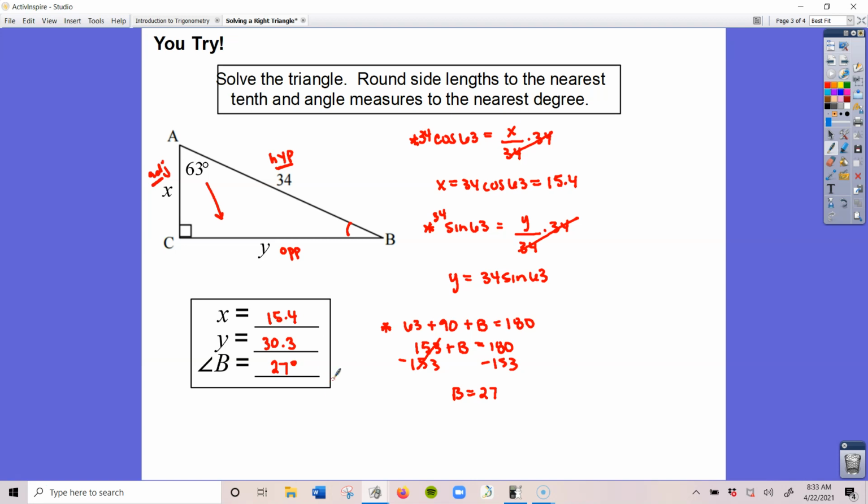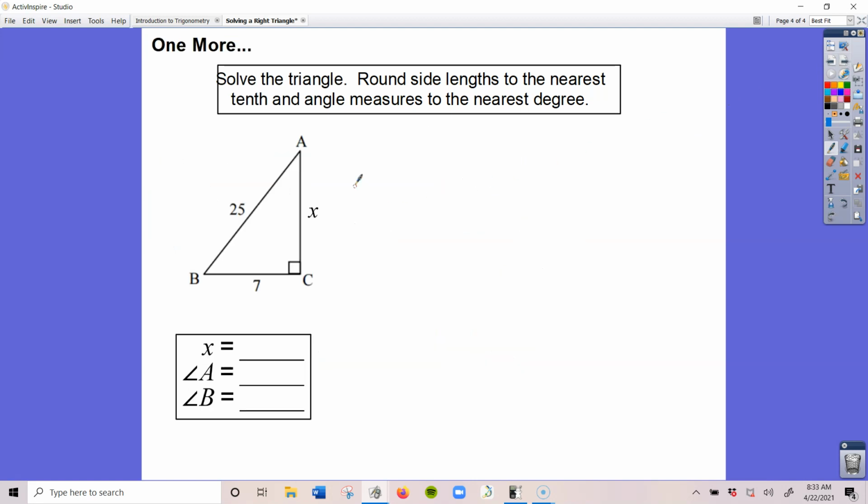Let's look at one last triangle. We have here two sides. We're missing both angles, and we're looking for this third side. I can solve for this third side by using the Pythagorean theorem, or you can choose to solve for your angles first and then use trigonometry to solve for x. Again, it's completely up to you. I'm going to choose to use the Pythagorean theorem.